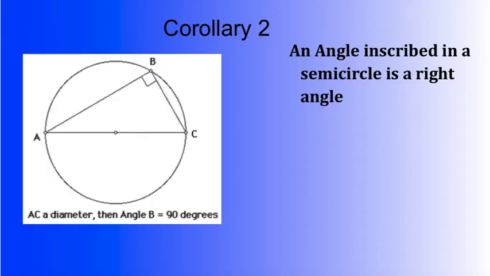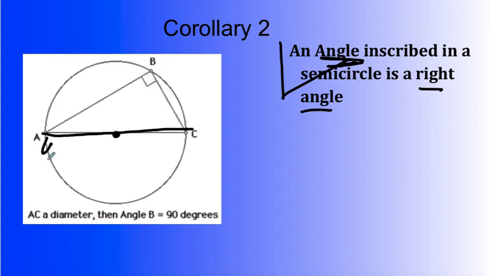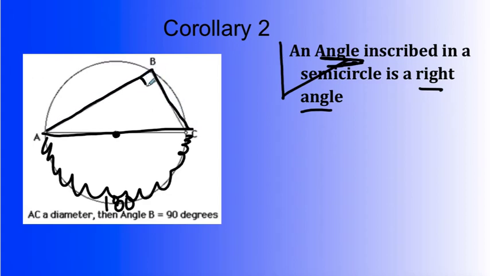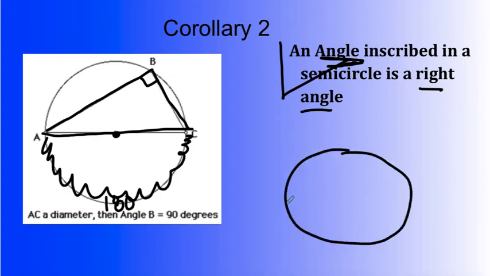All right, corollary 2. This one's kind of challenging sometimes. An inscribed angle in a semicircle is a right angle. So if I know that this is the center of the circle and this is a semicircle, I know that the arc that angle is intercepting is 180 degrees, which would make angle B 90 degrees. Now, I want you to be careful. This is not an angle inscribed in a semicircle right here. No, that is not. Why? Because the vertex is not on the circle, and this angle right here is not a right angle.